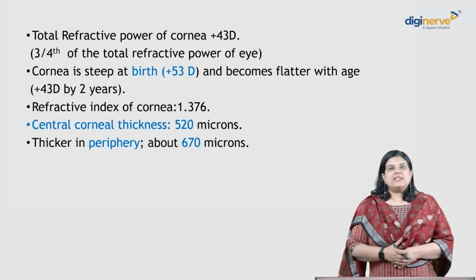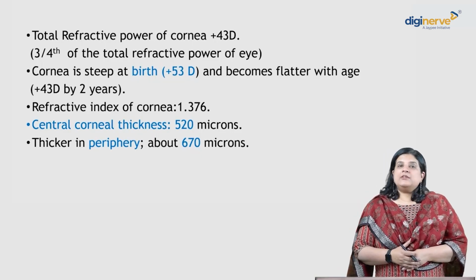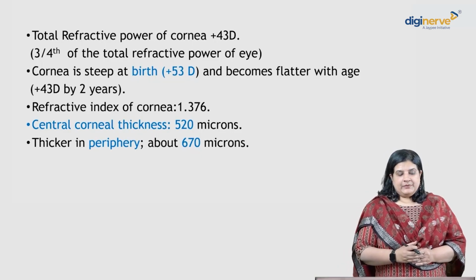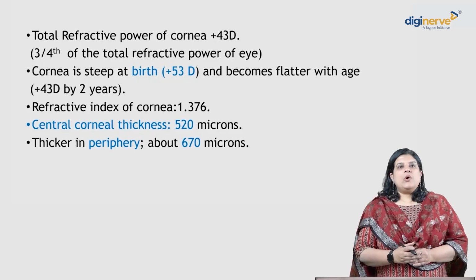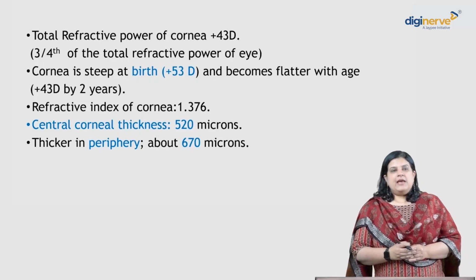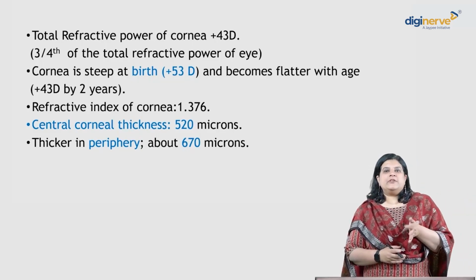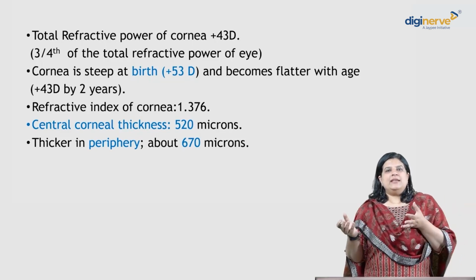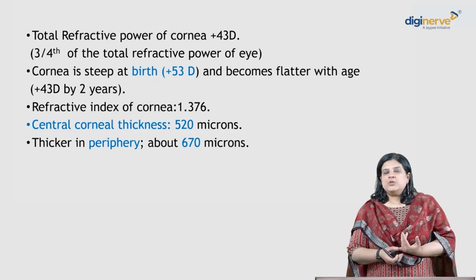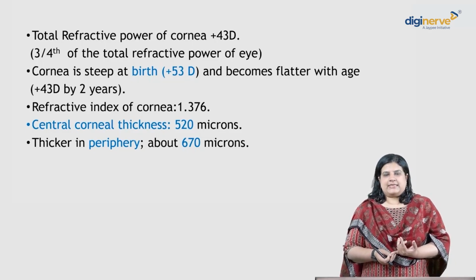The total refractive power of the cornea is 43 diopters. Now that contributes to 3/4 of the total refractive power of the eye. Remember that the cornea is quite steep at birth, about 53 diopters, and it becomes flatter with age, reaching about 43 diopters by 2 years. So beyond that, it's almost quite similar to an adult cornea. You also need to know the refractive index of cornea, which is 1.376.